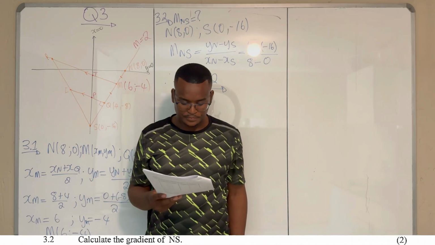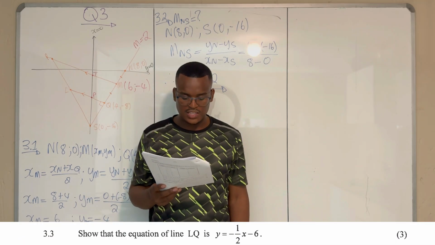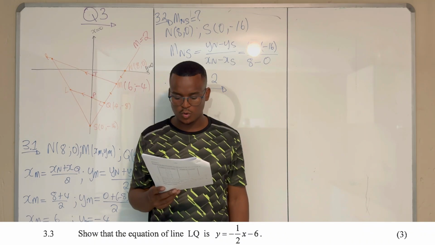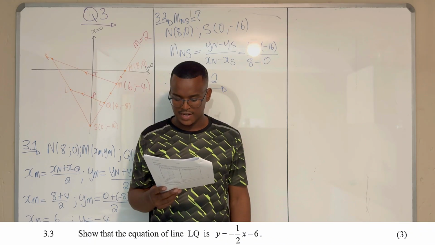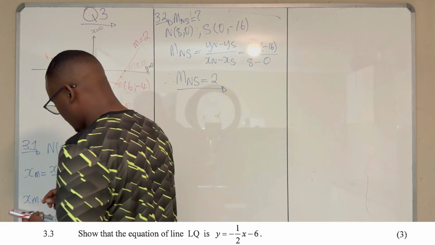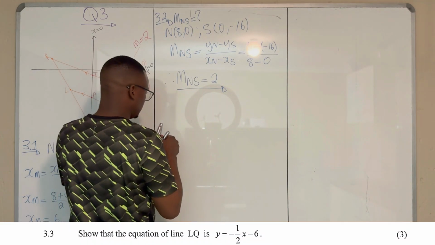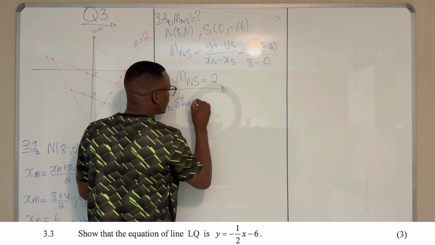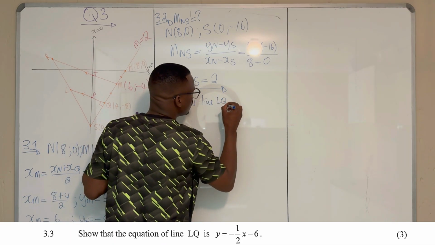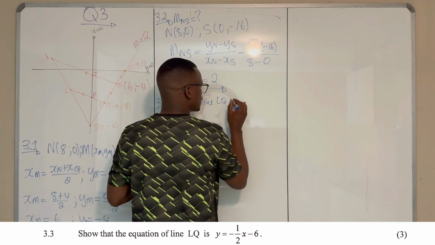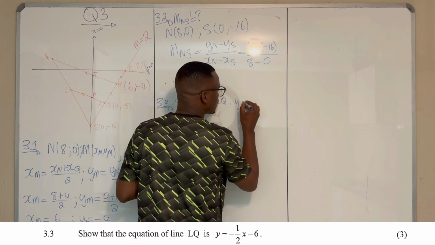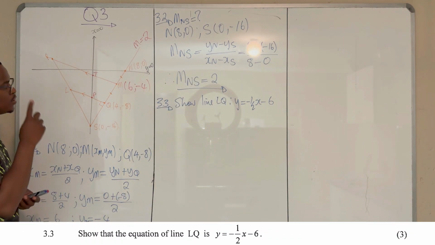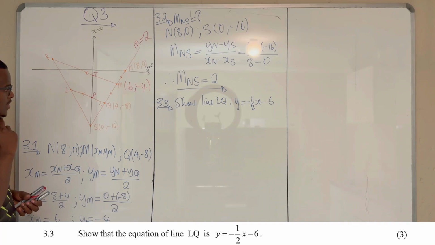Now we move to 3.3. At 3.3, they are saying show that the equation of the line LQ is y is equal to minus half of x minus 6. So we must show the equation of the line LQ is y equals minus half of x minus 6. No problem. So, how do we go about this?